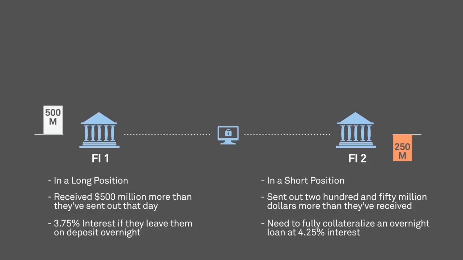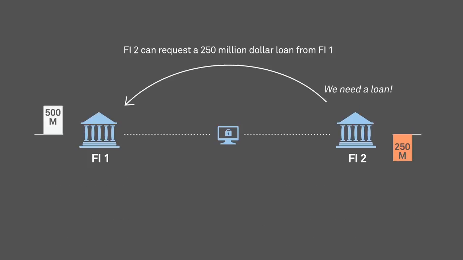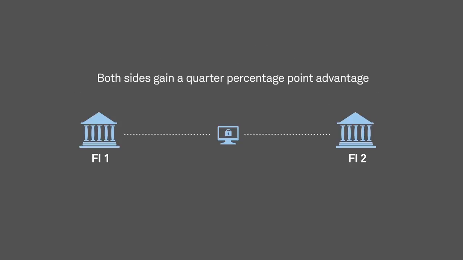FI number 2 can request a $250 million loan from FI number 1. If FI number 1 agrees, based on its risk tolerance and credit limits, it will send a $250 million LVTS payment for that amount to FI number 2. Typically, FIs charge interest for these loans at or near the overnight rate, and the loans are usually uncollateralized. In this scenario, both sides gain a 0.25 percentage point advantage.